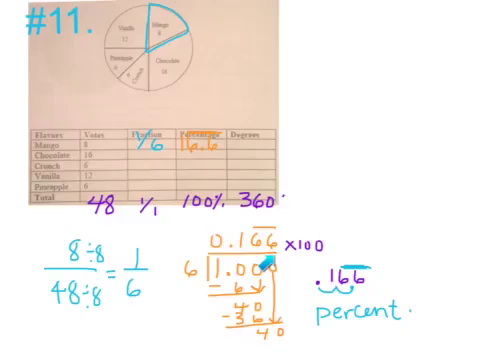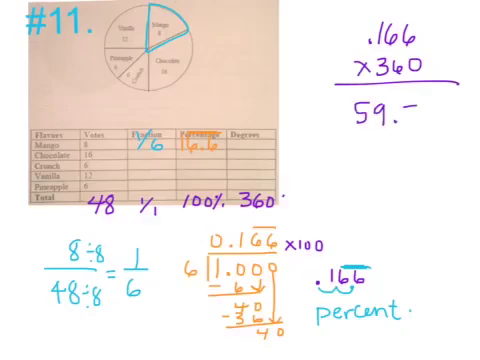So I am going to do 0.166, and even though that's repeating, I'm just going to say 0.166. I'm going to multiply that by 360, and you guys can double check me on this, but when I worked it out, I got 59.76.